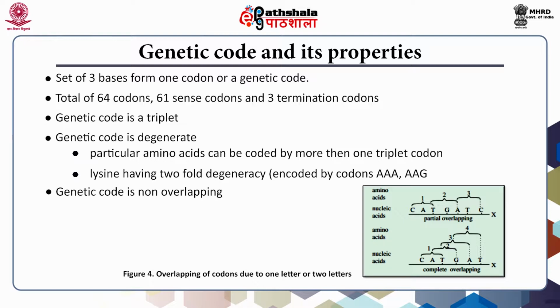As you can see, the first codon is CAT while the second codon is TGA. Thus, the base T is shared between the two codons. This is an example of an overlapping codon. However, this is not the case with genetic code, and the codons are actually non-overlapping in nature.